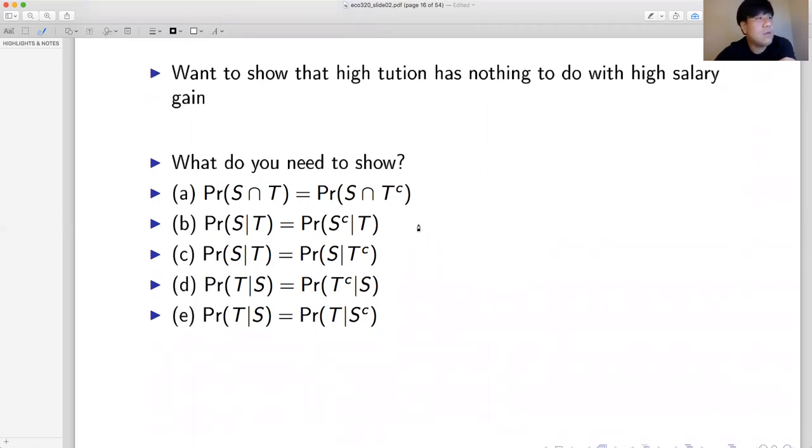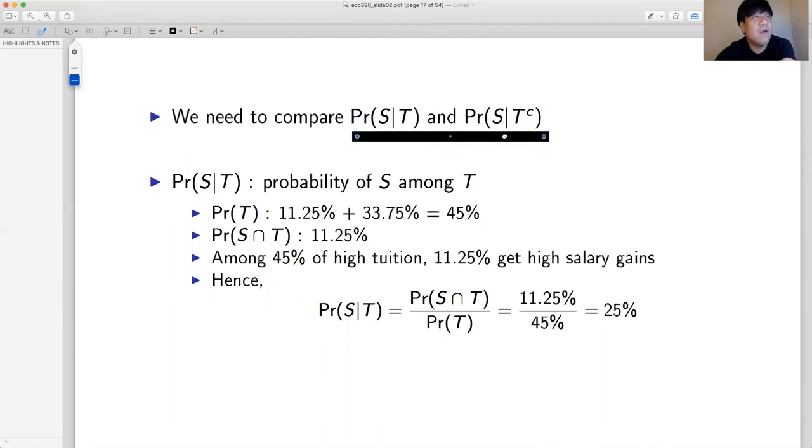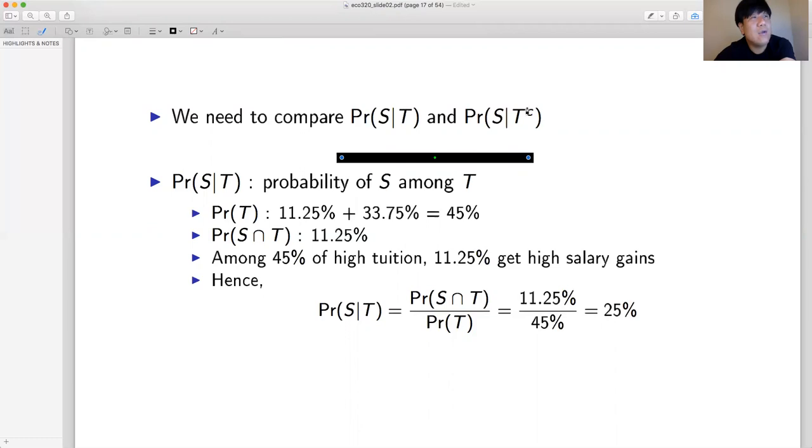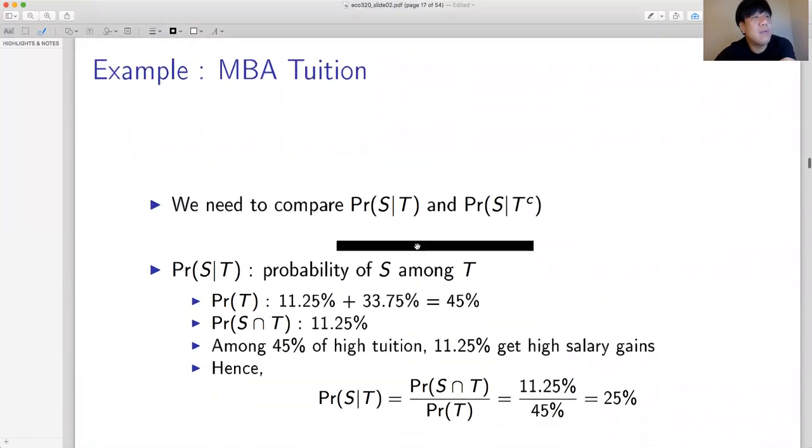Again, pause this video, try to answer this, and I'm going to reveal the answer right now. So high tuition has nothing to do with salary. Then what? Can you guess? Okay, I'm going to reveal the answer. We need to compare S given T, or S given T complement. So whether you are paying more than 50K or not, if those are the same, then we know whether tuition affects salary.